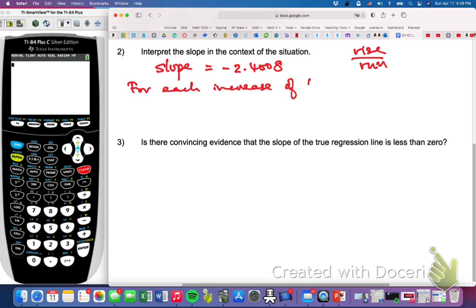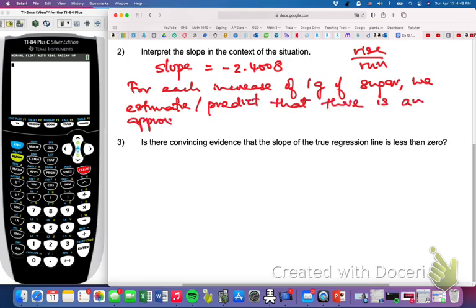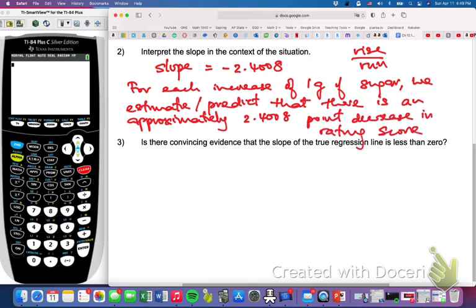So for each increase of 1 gram of sugar, because sugar is our explanatory variable, right? It's on the x-axis. For each increase of 1 gram of sugar, we estimate, or we say predict, that there is an approximately, so what's the value here? 2.4008 point decrease in the rating score.